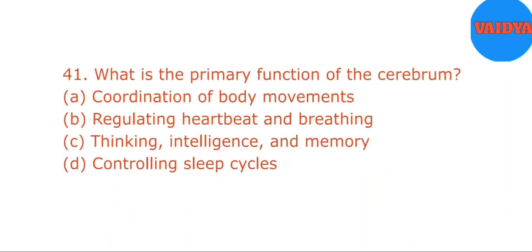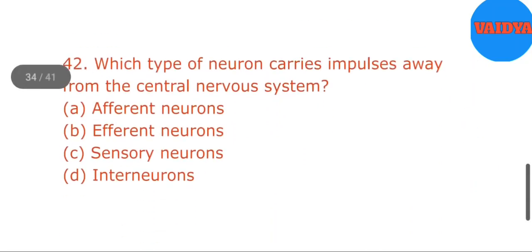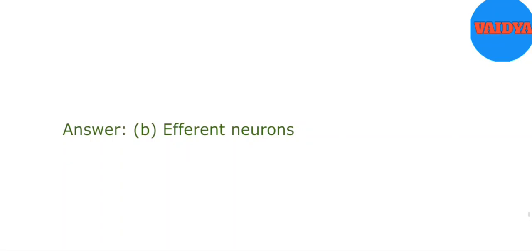41. What is the primary function of the cerebrum? A. Coordination of body movements. B. Regulating heartbeat and breathing. C. Thinking, intelligence, and memory. D. Controlling sleep cycles. Answer: C. Thinking, intelligence, and memory. 42. Which type of neuron carries impulses away from the central nervous system? A. Afferent neurons. B. Efferent neurons. C. Sensory neurons. D. Interneurons. Answer: B. Efferent neurons.